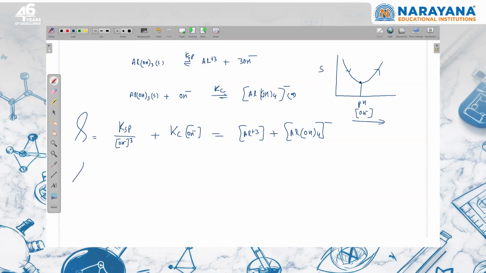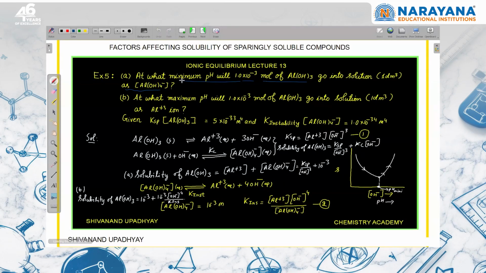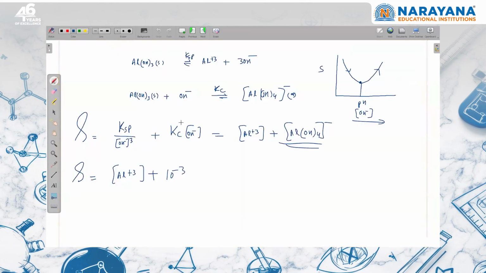They have given that this S is equal to the concentration of aluminium plus 3 ion plus this, which is 10 to the power minus 3. This value is given. So they are asking at what minimum pH will this mole go into the solution as AlOH4 minus. So you can use this second equilibrium constant. Kc value for this is given.